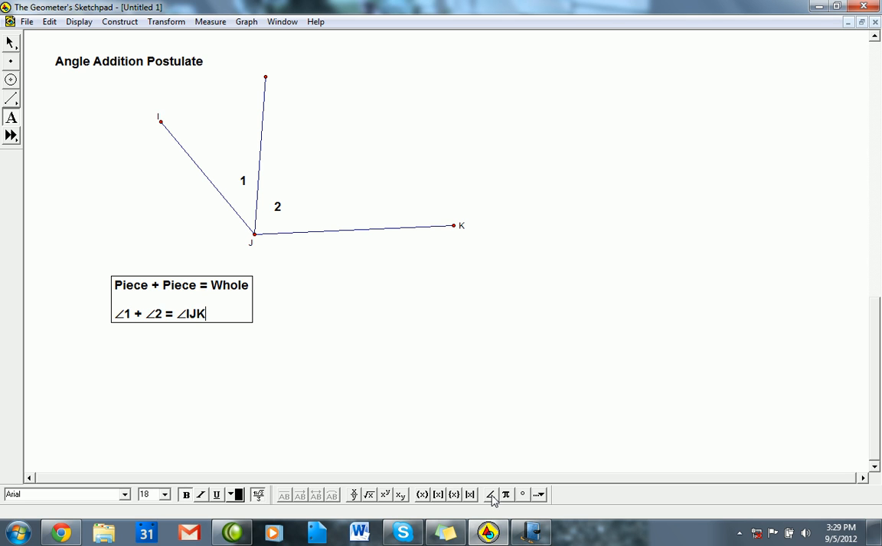We don't want to call that whole angle J because there are three angles that share the vertex J. Okay? So this is the angle addition postulate, and it works in the same way that the segment addition postulate does, but just with angles.